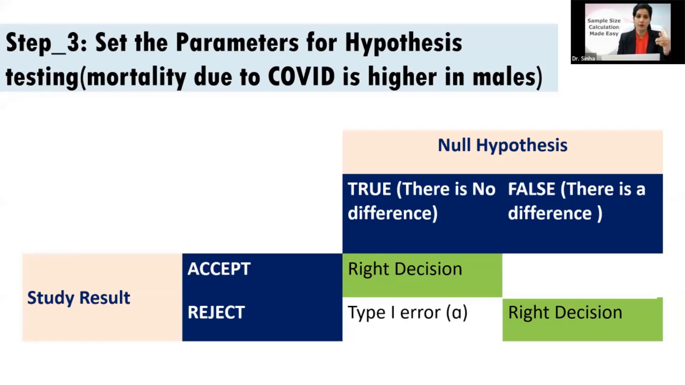Or the other possibility is that the null hypothesis was false, but we have accepted it. So that is the type 2 error or beta error. So this is the concept of type 1 and type 2 error. And that's why we fix these errors while calculating the sample size. So we fix the alpha error at a maximum of 5%.